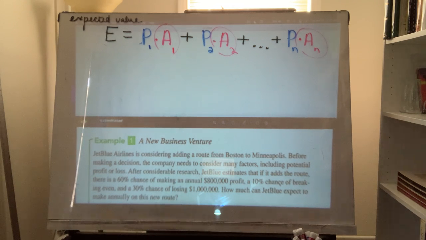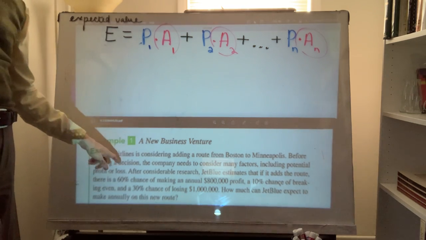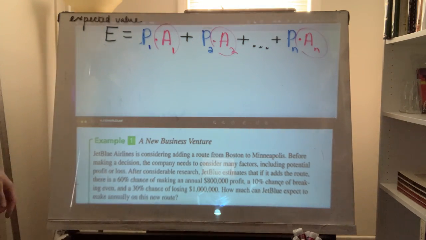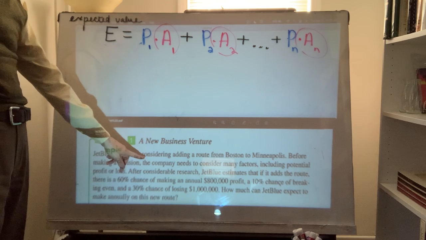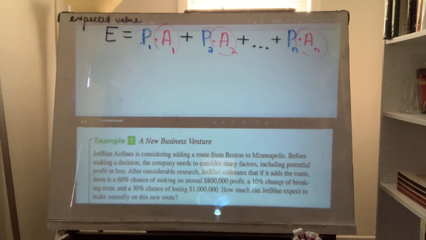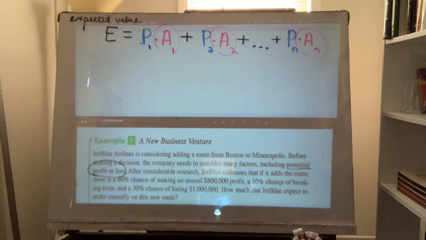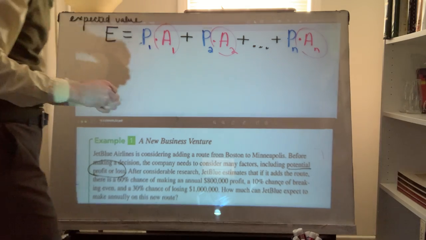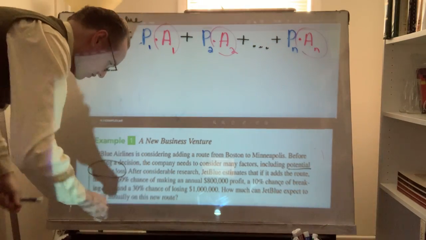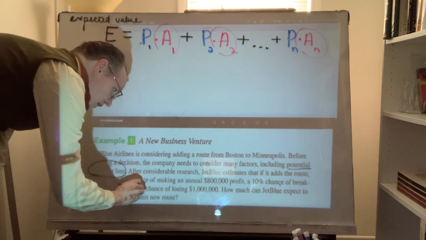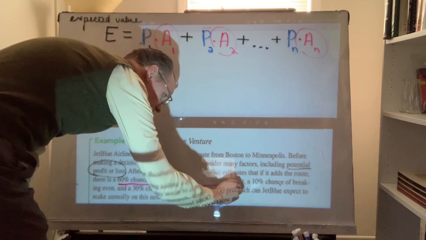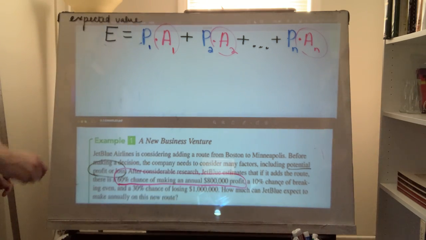Okay, here's example one, a new business venture. All right. JetBlue Airlines, who must have paid the publisher to mention their name. That's product endorsement, right? Is considering adding a route from Boston to Minneapolis. Before making a decision, the company needs to consider many factors, including potential profit or loss. After considerable research, JetBlue estimates that if it adds the route, there is a 60% chance of making an annual $800,000 profit. I'm going to record that.